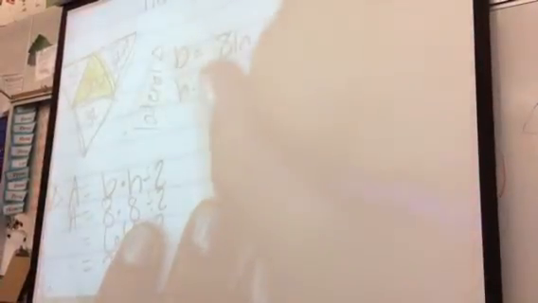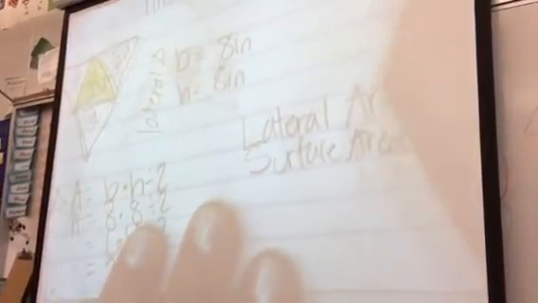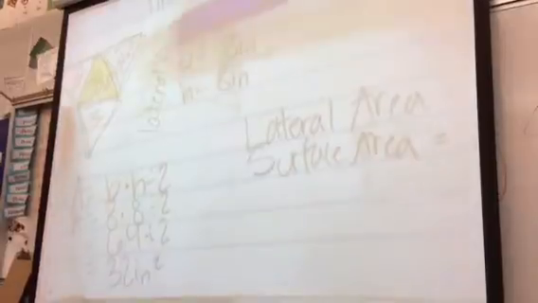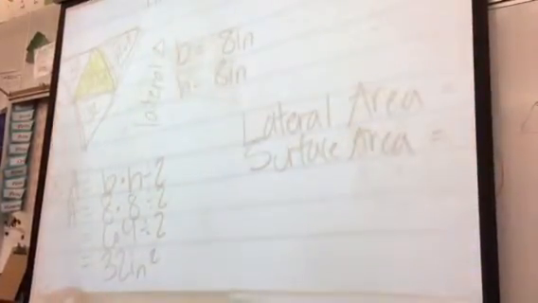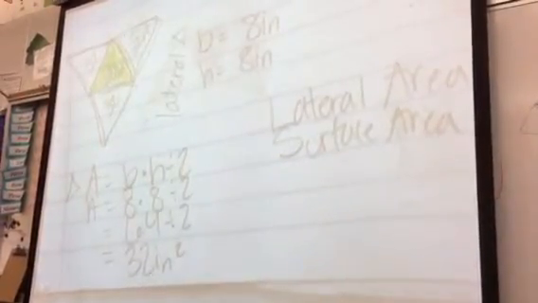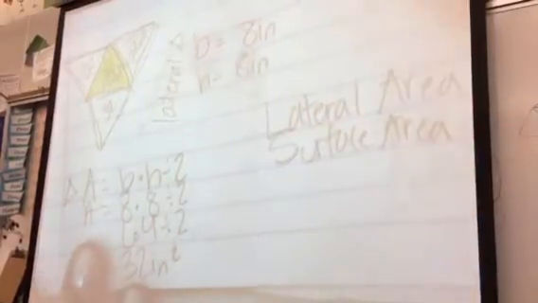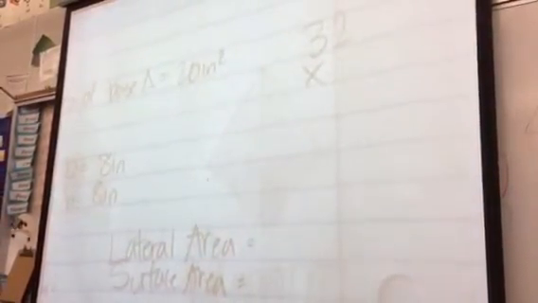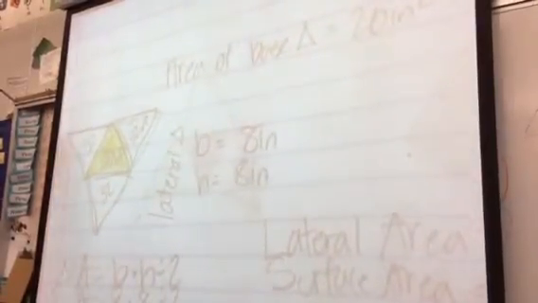So now, if I were to ask you to find the lateral area and the surface area, remember the surface area is all 4 triangles, but for the lateral area, is it all 4 or is it just the white? Or is it just the green? Just the white, okay? So we're going to find the lateral surface area first. We're going to do 32 times, do I want to multiply it by 3 or 4? 3.